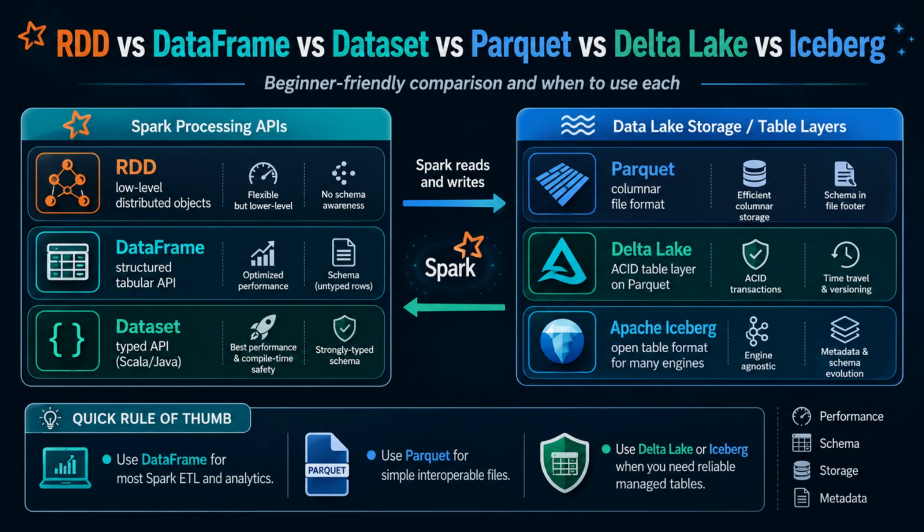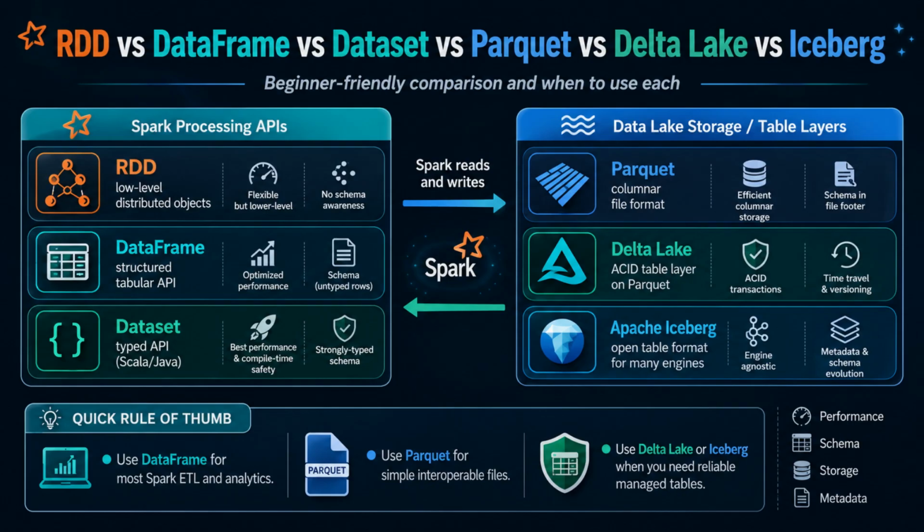On one side, you'll find Spark's processing APIs, which are the tools we use to tell Spark how to handle data. At the lowest level, there's RDD, which stands for Resilient Distributed Dataset. This is a foundational structure in Spark that gives you a lot of control over how data is processed, but it also requires more manual work compared to other options.